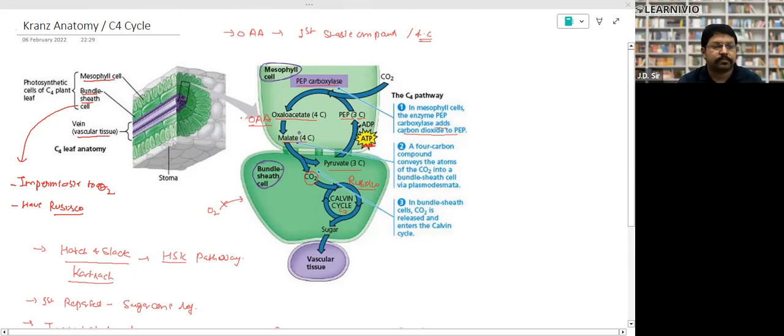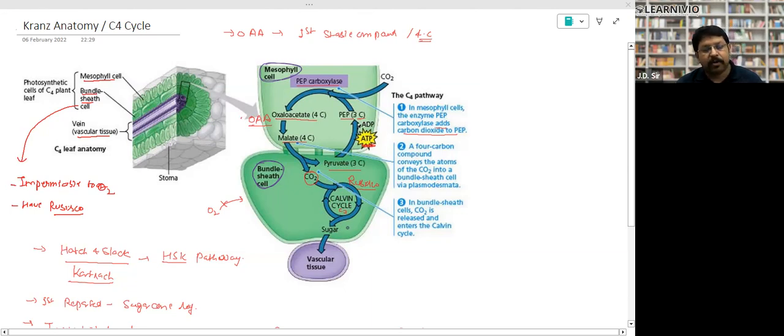Clear? Now this 4 carbon compound will convert to malate. Malate will be transported to the bundle sheath cell. In the bundle sheath cell, malate will break down, the carbon dioxide will be released, and it will be converted into pyruvate. Pyruvate will come back to the mesophyll cell and again become PEP, and the PEP will again receive carbon dioxide. Here, this released carbon dioxide will be taken by the Calvin cycle. Rubisco will take it and make the sugar. In the C4 plant, there is no chance of photorespiration, right?